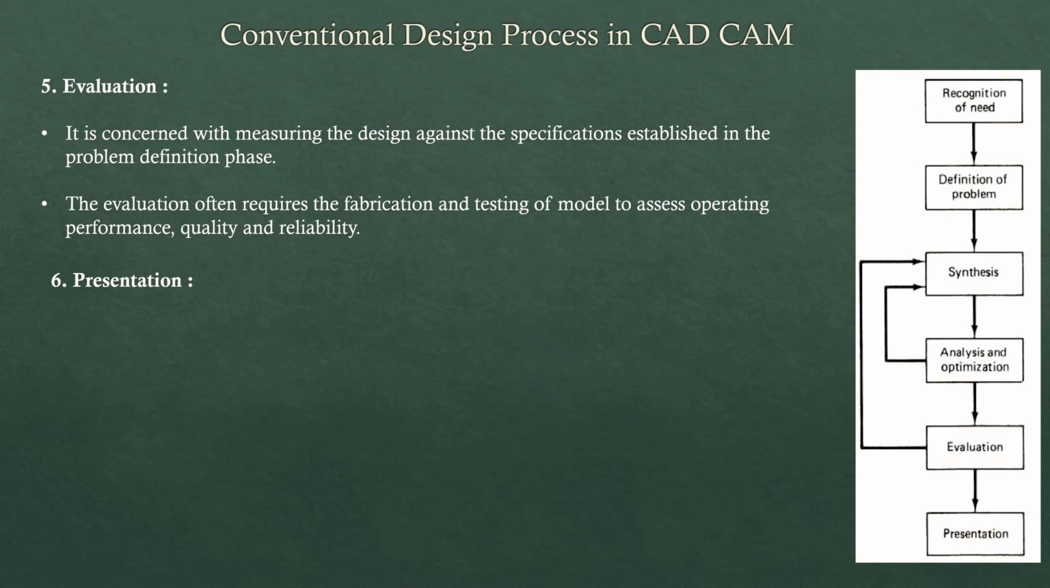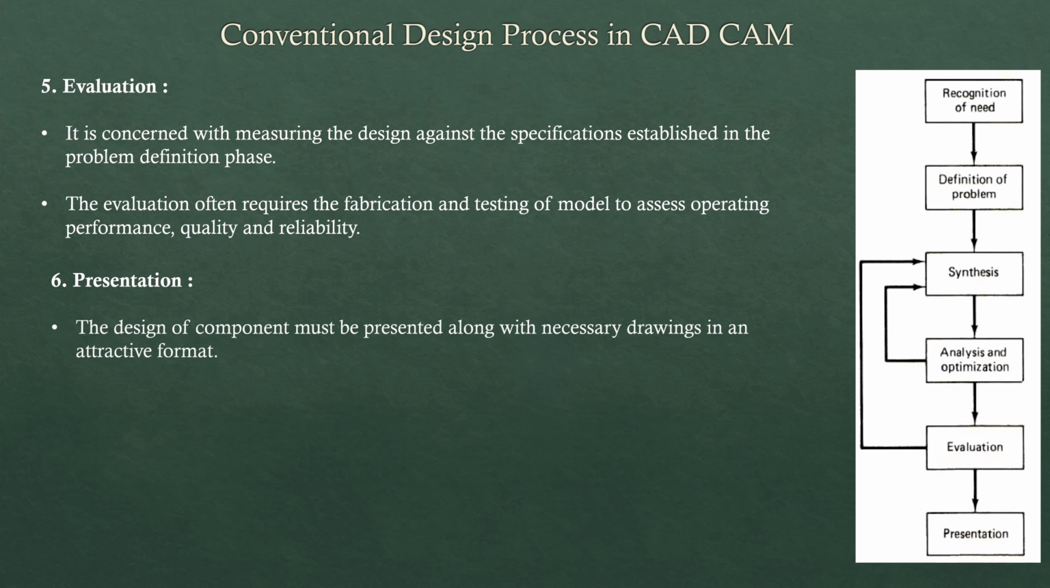The last step in the conventional design process is presentation. After all these five stages, the main thing is the presentation. The design of the component must be presented along with the necessary drawings in an attractive format. So this is about all the six stages in a conventional design process.